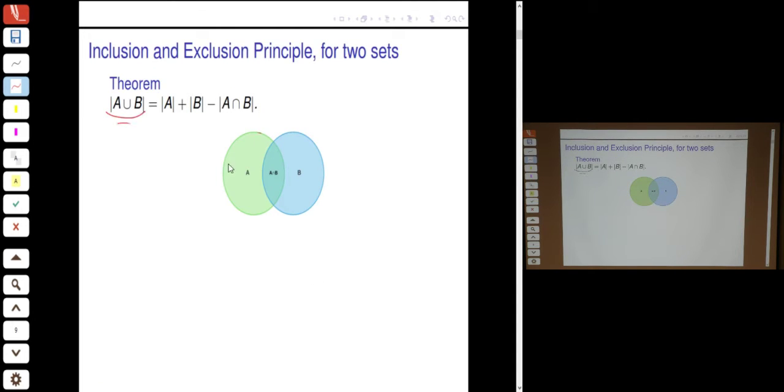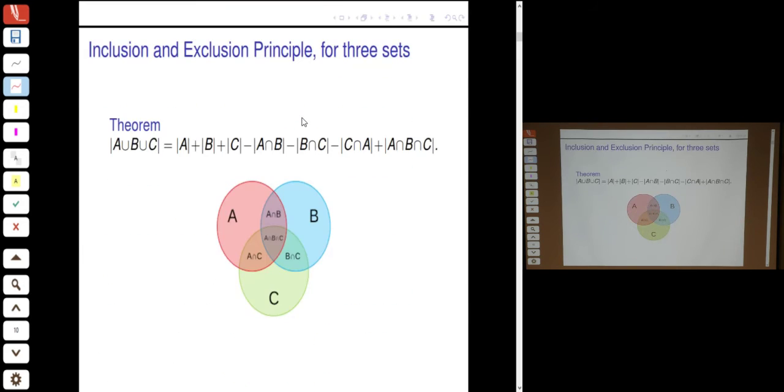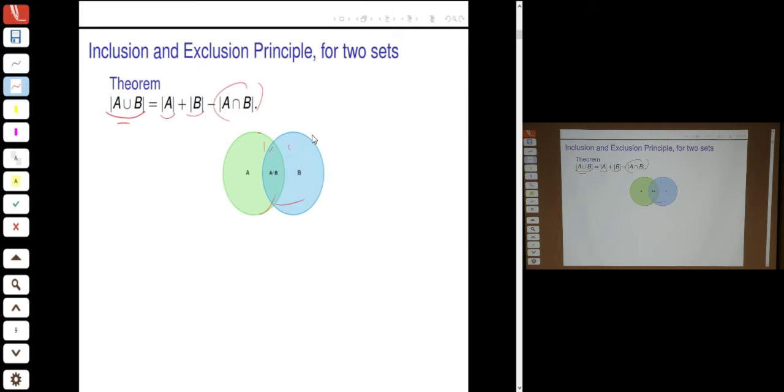So, A union B is the sum of the two areas, the cardinal size of A plus the size of B, but you have double counted the overlap area twice. So what you do is subtract the area of the overlap, which is exactly the cardinality of the intersection, the size of the intersection. Okay? Any questions? Similarly, you can do this for more sets. This is the famous inclusion and exclusion principle, or INEX principle.